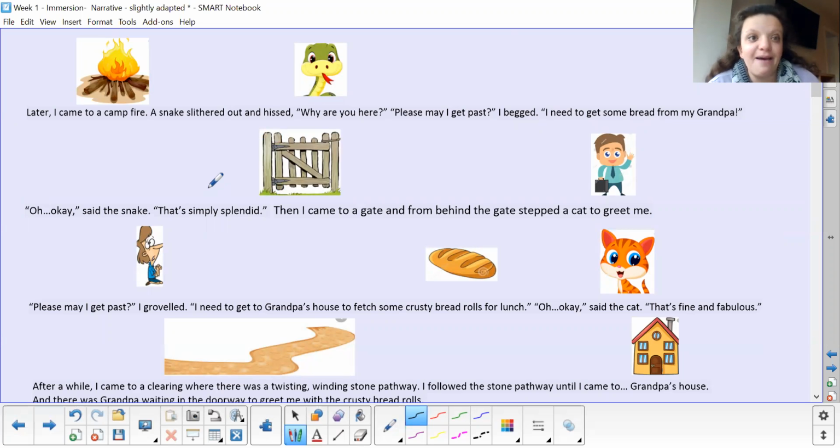Later, I came to a campfire. A snake slithered out and hissed, "Why are you here?" "Please, may I get past?" I begged. "I need to get some bread from my grandpa." "Oh, okay," said the snake.